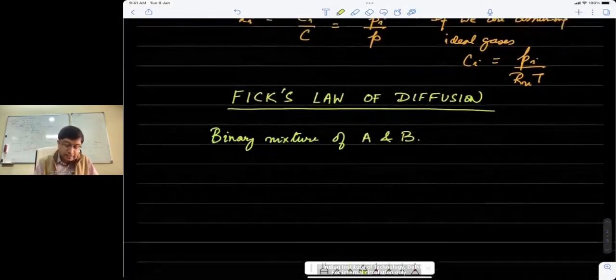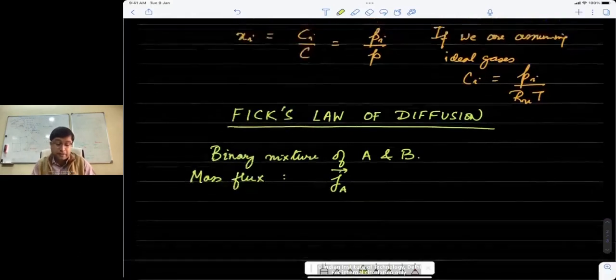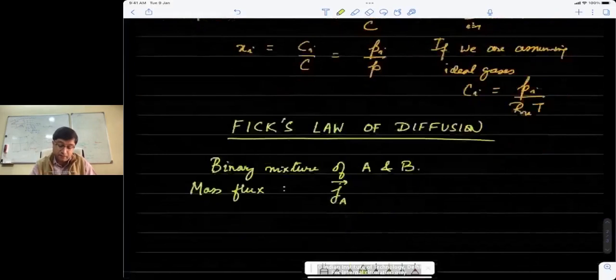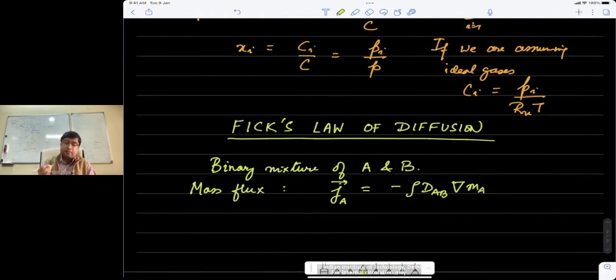So what Fick's law states is, let's say for the mass flux, let me take this first. Mass flux, which I'm going to denote with the symbol small j of A, is a vector, similar to Fourier's law where we wrote the flux as a vector. So mass flux is proportional to the gradient of the concentration, but more specifically, the gradient of the mass fraction. So Fick's law says that jA is given as minus rho times DAB times the gradient of MA, where rho is the mixture density and DAB is what we call the binary diffusion coefficient.